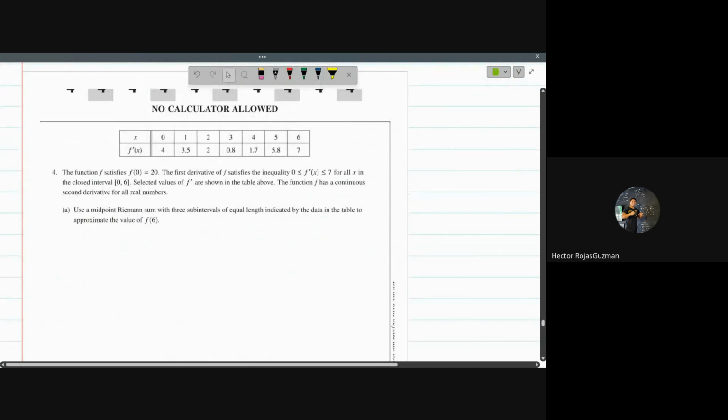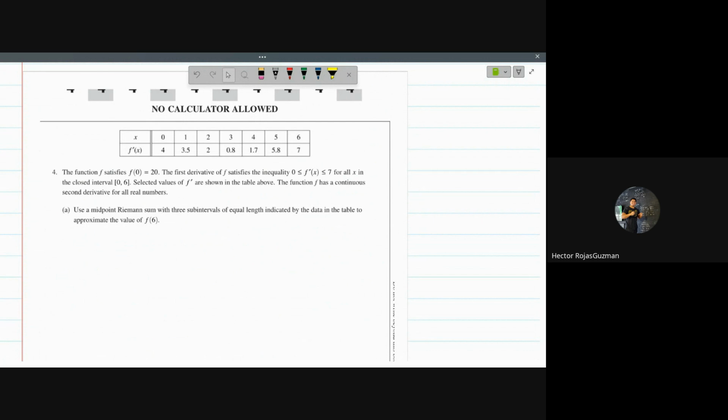Question number 4. The function f satisfies f of 0 is equal to 20. That's an initial condition, guys. Underline it because we might have to use it. The first derivative of f satisfies the inequality 0 is less than or equal to f prime, and f prime is less than or equal to 7 for all x in the closed interval from 0 to 6. Selected values of f prime are shown in the table above. The function f has a continuous second derivative for all real numbers. Use MRAM with 3 subintervals to approximate f of 6.